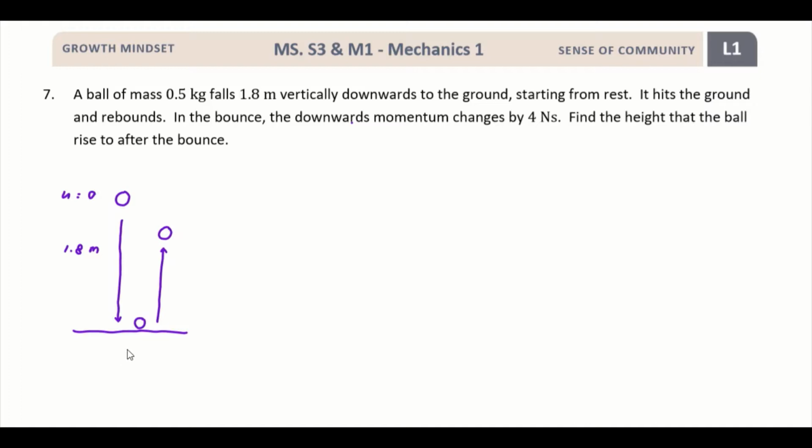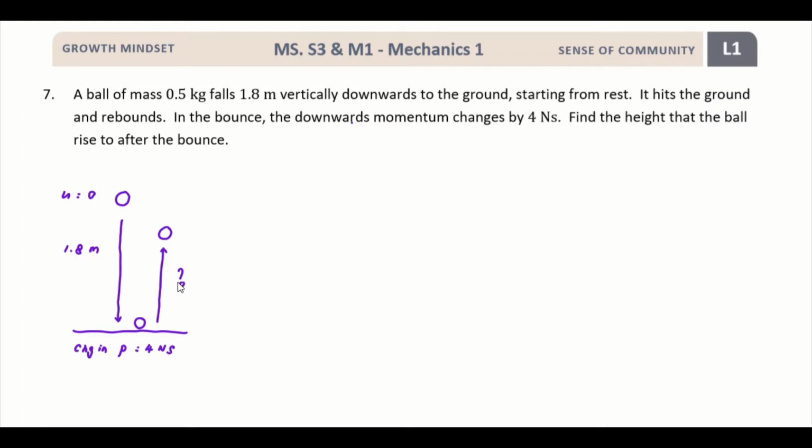So the downwards momentum changed by 4 Newton seconds. So the change in momentum that happened when it rebounds is 4 Newton second. Find the height that the ball rises after the rebound. Which means I want to find the displacement here. If you want to try, you can always try it out by yourself, then see what happened there.